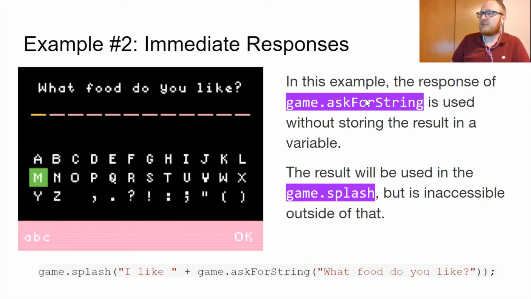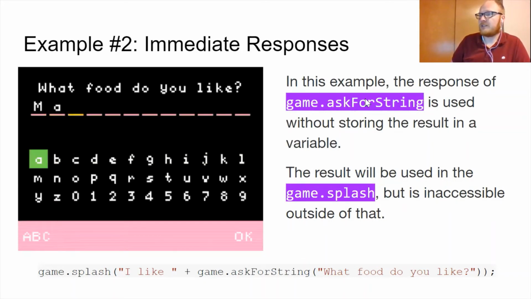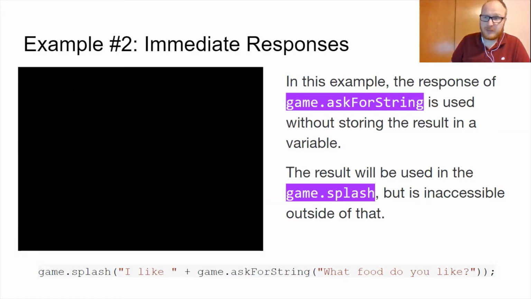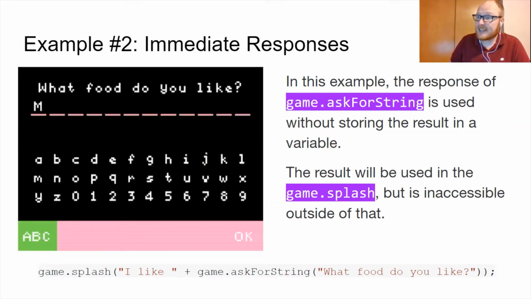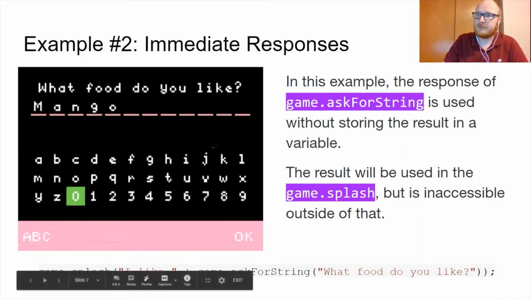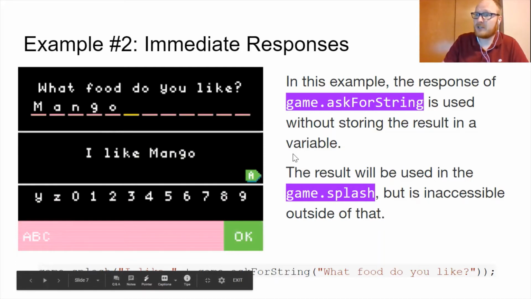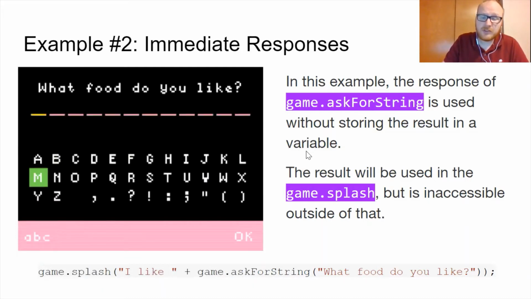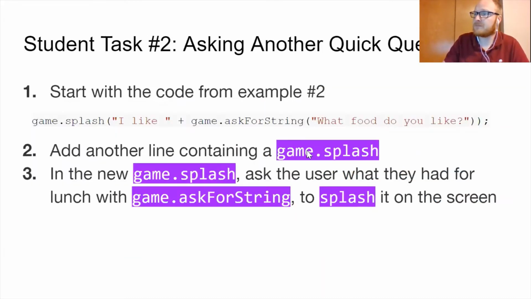In this example, the response from game.askForString is being used without storing the result in a variable. So that means the result will be used in the splash screen, but it isn't saved, so it is inaccessible outside of this one splash screen. So it will not save this mango input. It will use it once and then throw it away.